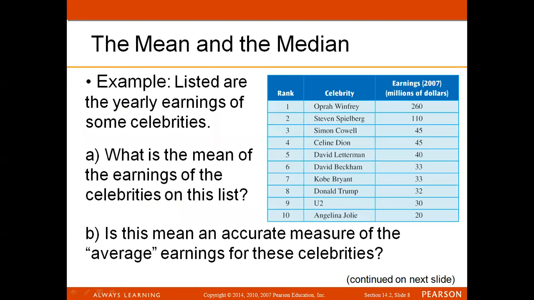Example, listed are the yearly earnings of some celebrities. What is the mean of the earnings of the celebrities on the list? So we have 10 celebrities from Oprah Winfrey to Angelina Jolie. And in 2007, we have their earnings in millions of dollars, where Angelina Jolie is at a low $20 million for the year, and Oprah Winfrey is at $260 million. So question A, what is the mean of the earnings of the celebrities on this list? B, is the mean an accurate measure of the average earnings for these celebrities?